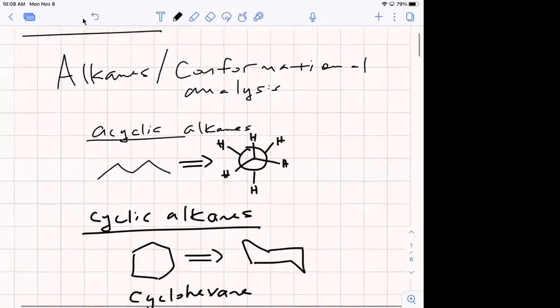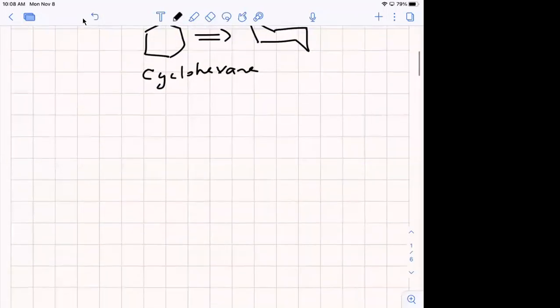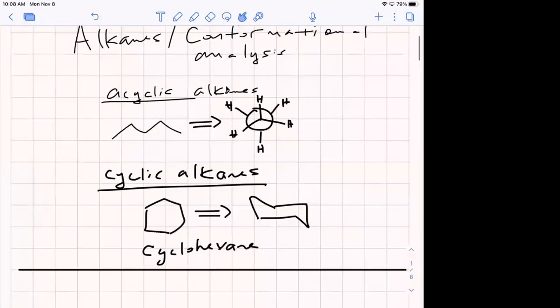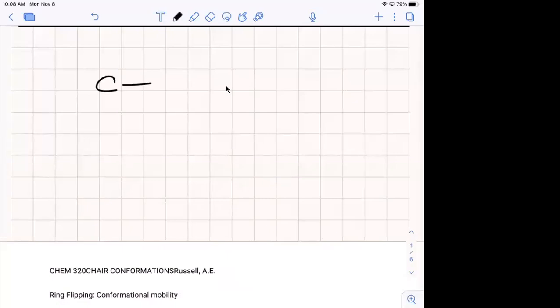All right. So with the acyclic alkanes, we're going to start out with some basic ideas about the conformations of those alkanes, because a lot of times we get kind of lulled to sleep thinking that everything is static, and it's really not. So for any alkane, I'm just going to start with ethane. Methane is the most basic, but you can't do a Newman projection with that.